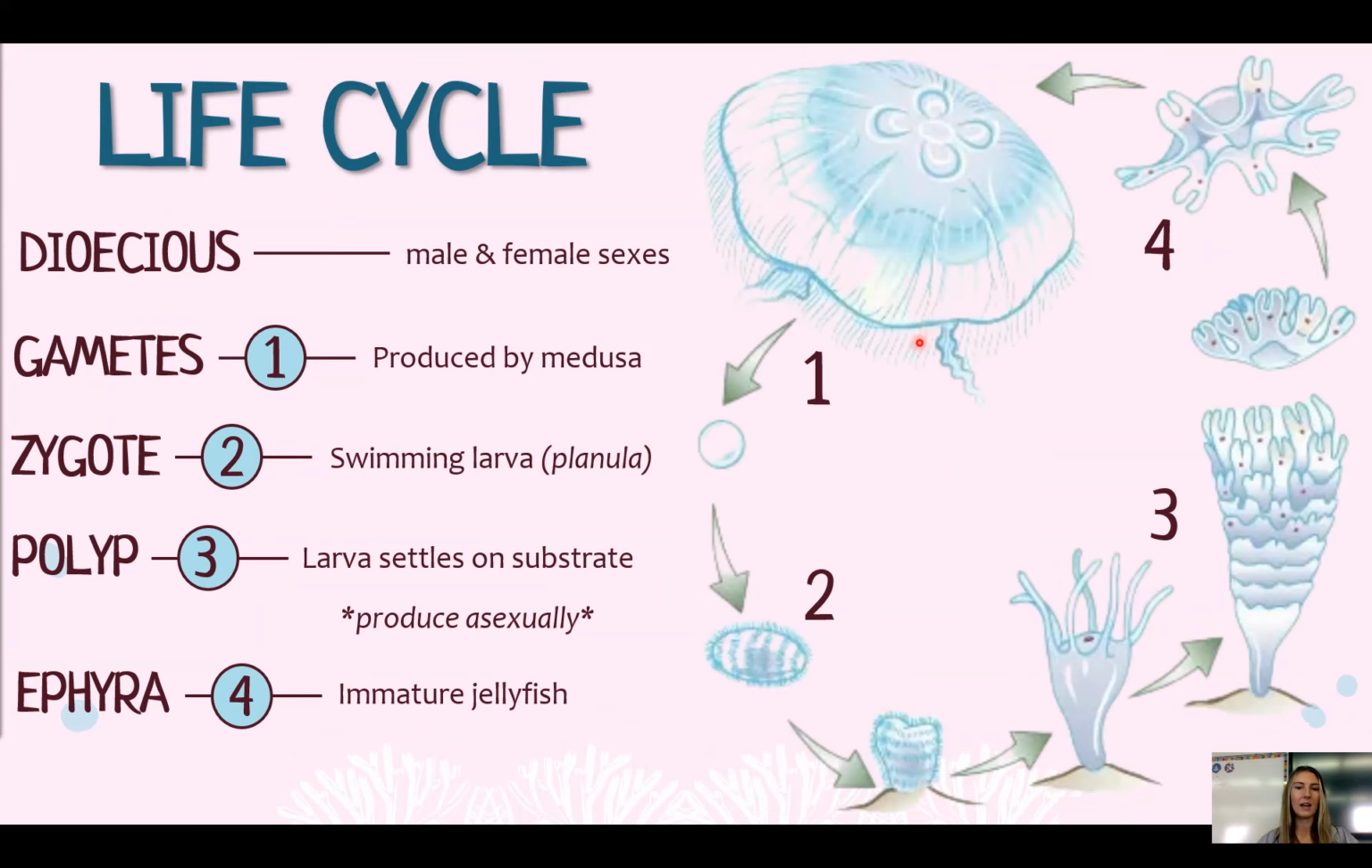Once a sperm fertilizes an egg, that zygote is going to form and it develops into a planula larva. That larva is then going to settle on some sort of substrate. It'll anchor itself and grow into a polyp. That polyp is then going to reproduce asexually, through budding, fission, and pedal laceration, to create more polyps. Eventually, a polyp is going to form something called a medusa bud, and that bud's going to break off in the form of an immature jellyfish. Then that jellyfish is going to mature and our cycle starts over again.